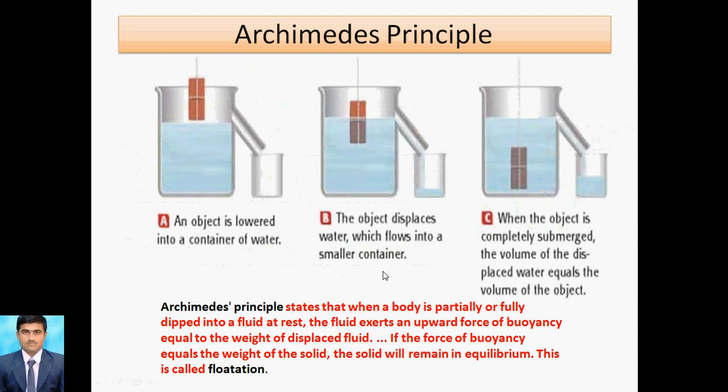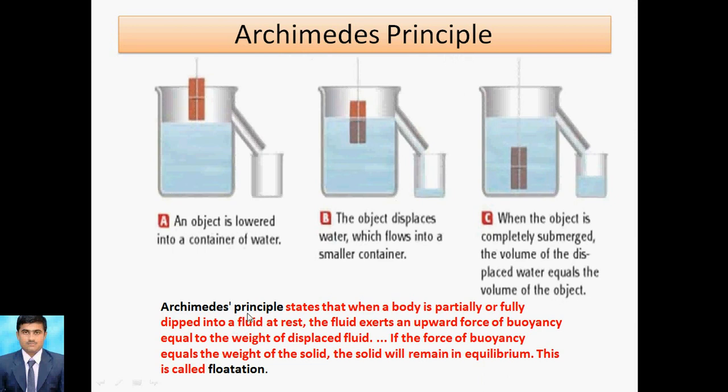Now we go to the principle, that is the Archimedes principle. It is a simple principle. When you place an object, or lower the object, into the container, the object displaces the water, which flows into the smaller container. Whenever the object is placed, the water flows from the bigger container to the smaller container. When the object is completely submerged, the volume of the displaced water is equal to the volume of the object. So this is the principle of Archimedes.